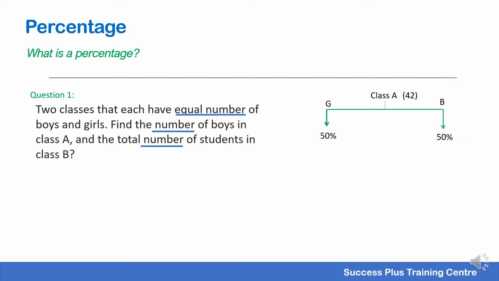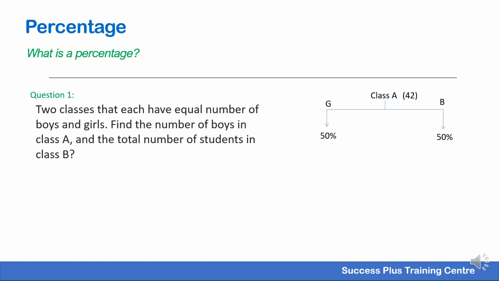Here, you can see that the total number of students in Class A is 42. Pause the video and work out the number of boys in Class A. Yes, it is equal to 21 boys, because half of the class are boys.